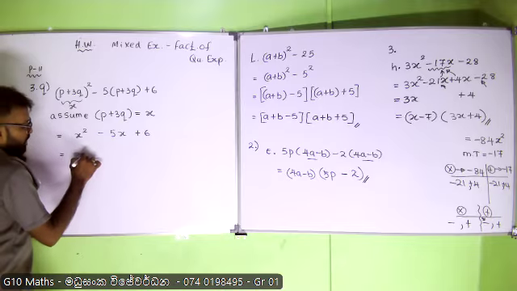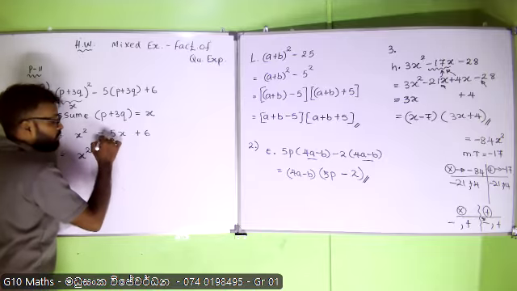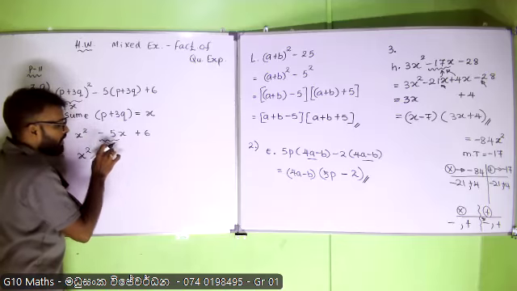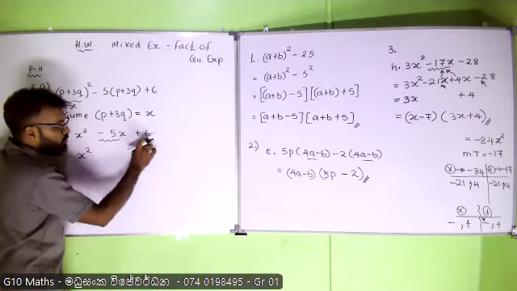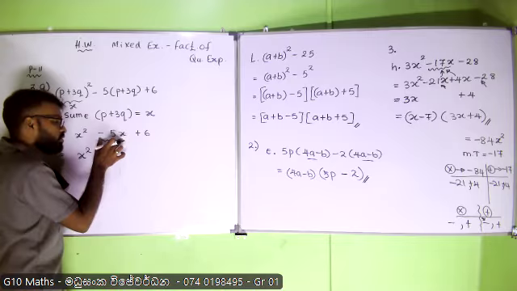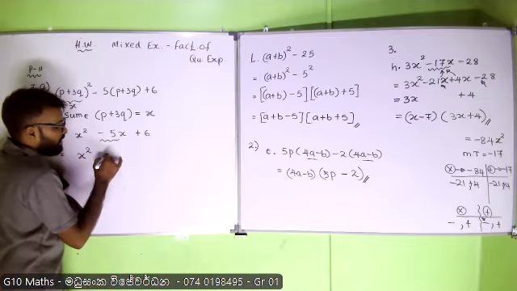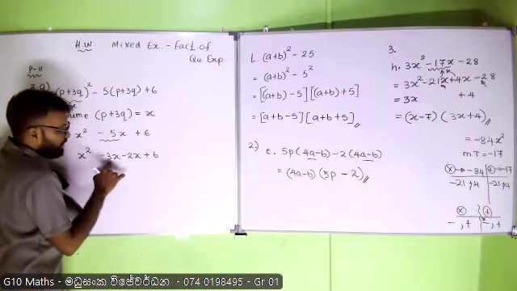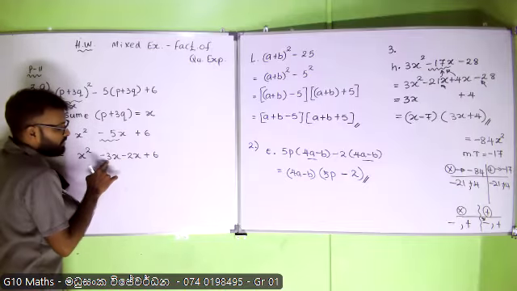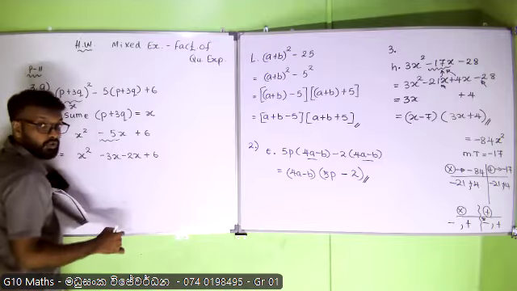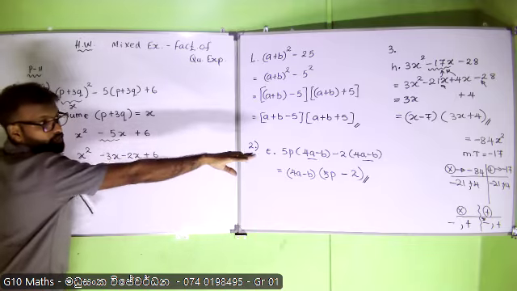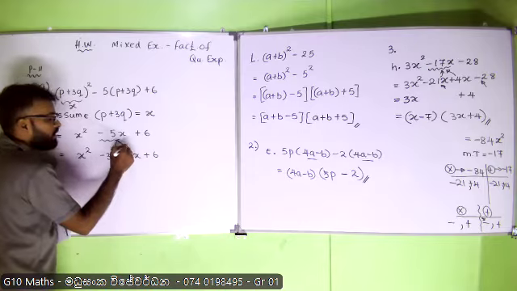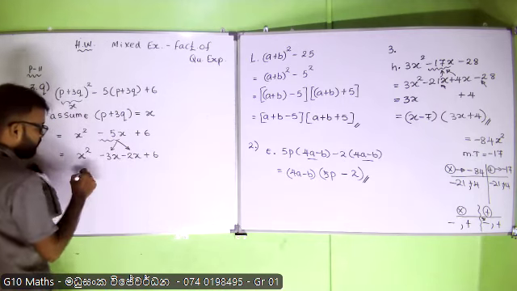So here you have x squared. I am going to split this minus 5x into two terms. The multiplication of those two terms should be 6, and the addition of those two terms should be 5. So I am taking negative 3x and negative 2x. Negative 3x, negative 2x, negative 5x. Negative 3 into negative 2, positive 6. I am not going to do the factorization like that. You know how to split the middle term by using that method.